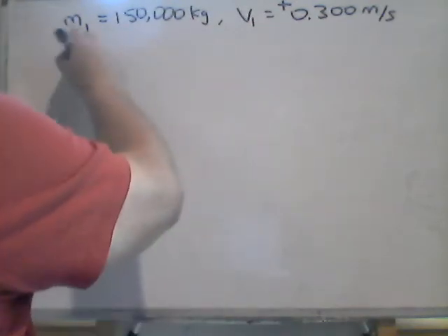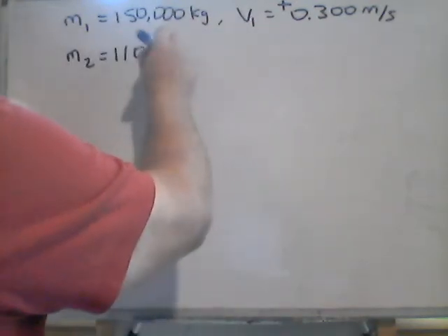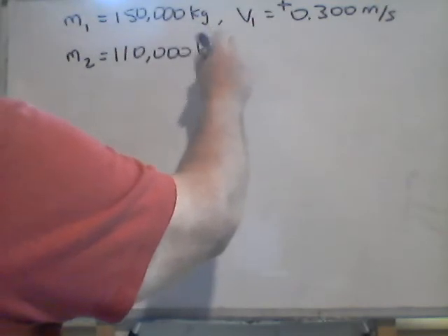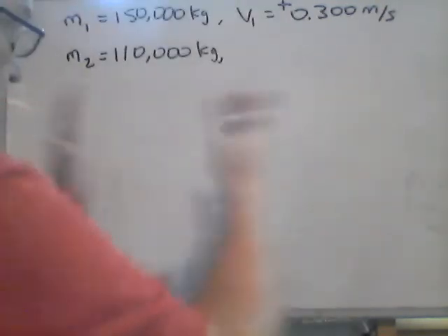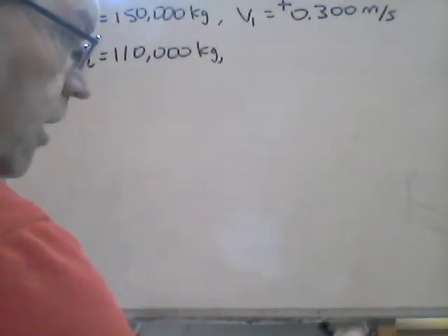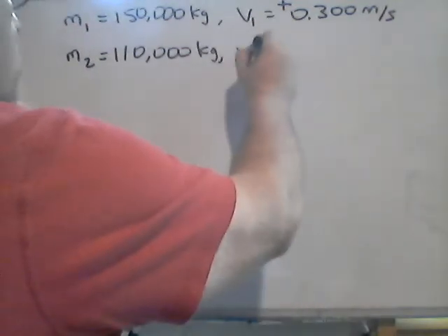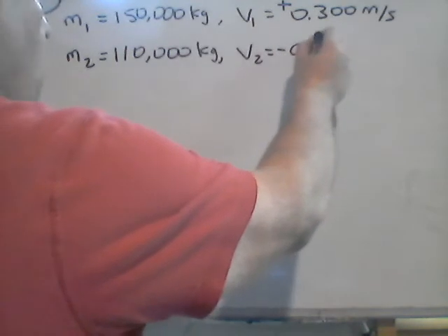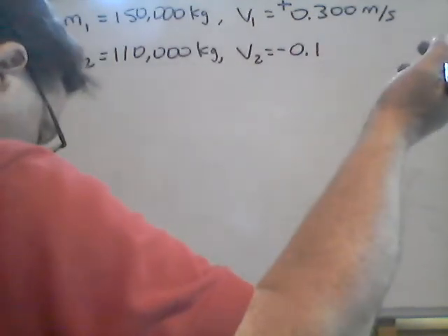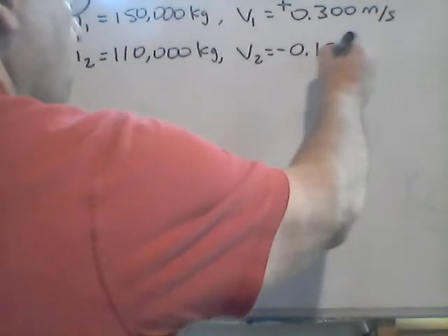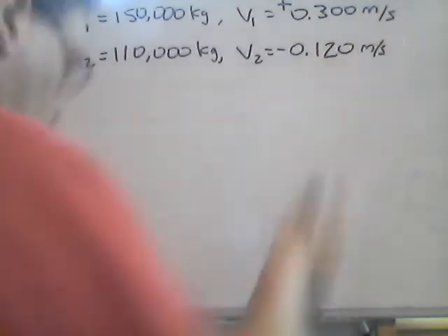The other train car, mass 2, 110,000 kilograms, and it's going the other way. So if train car 1 is heading to the right, train car 2 is heading to the left. V2 is negative 0.120 meters per second. So what's going to happen?